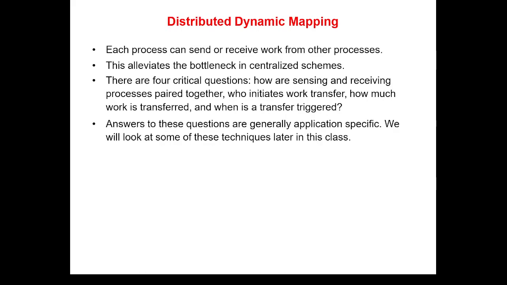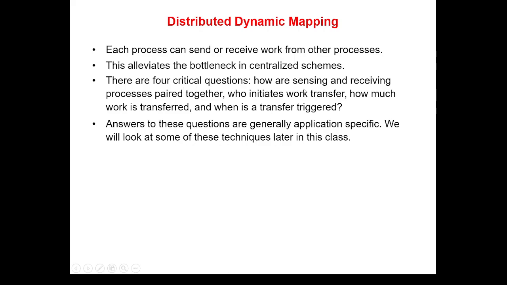Kalau kita pakai distributed dynamic mapping, setiap proses tu can send or receive work from other processes. Yang ini boleh mengurangkan bottleneck seperti macam dalam centralized. Okay, dia akan kurangkan bottleneck. Okay, alright, dalam centralized scheme. Okay, for example, there are 4 critical questions. How are sending and receiving processes paired together? Itu masalah dia. Okay, each process boleh terima atau receive dari other process secara dynamically. Okay, tak ada bottleneck, dia sharing each other.